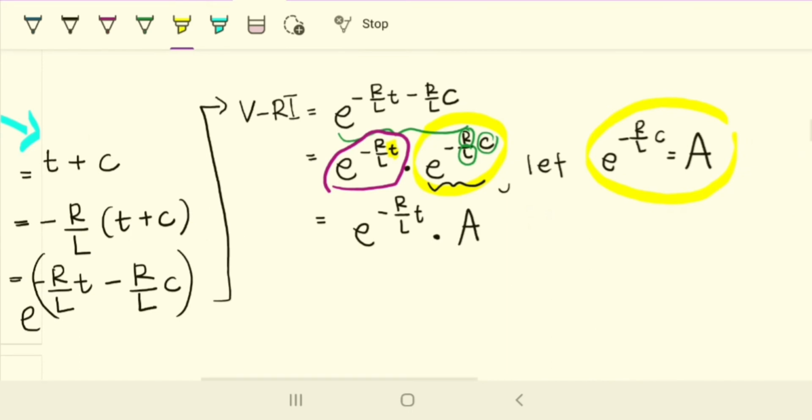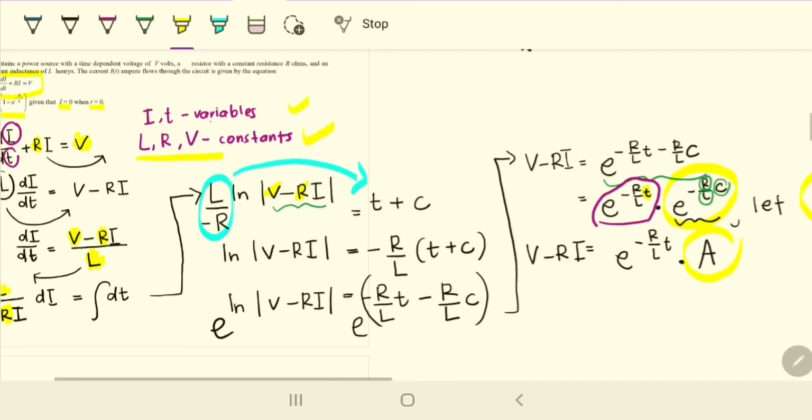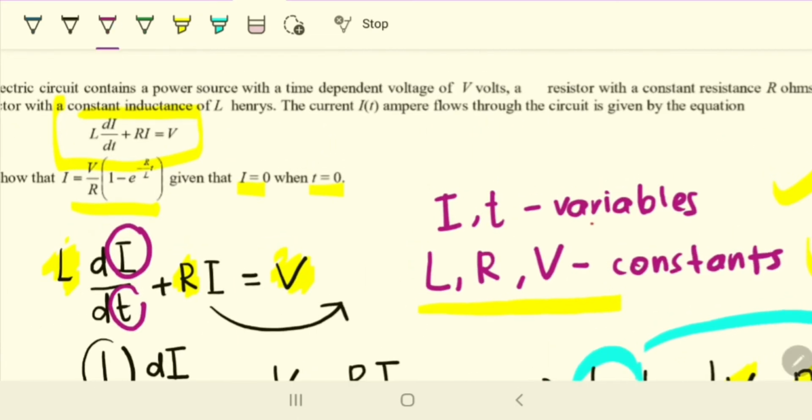Okay, so let us continue with this. I have to make I as my subject. Let me rewrite over here. If I want to make I as my subject, I need to find the value of constant A first. So how to find the constant A? We will use this information over here. It's given I equals to 0 when T equals to 0.